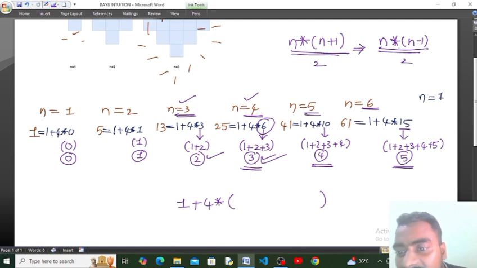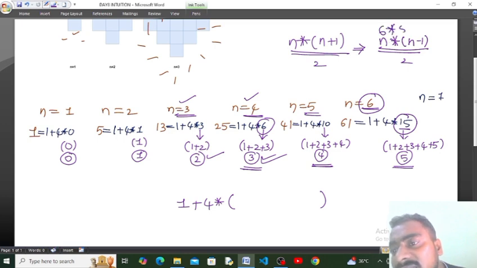If you want to check, you can check here. For n is equal to 6, what is the sum we need? 15. So substitute here, n is 6. So 6 into 6 minus 1, 5. So 6 into 5, 30. 30 by 2, how much? 15. So for n is equal to 6, we are getting the first 5 natural number sum as 15 in this formula.